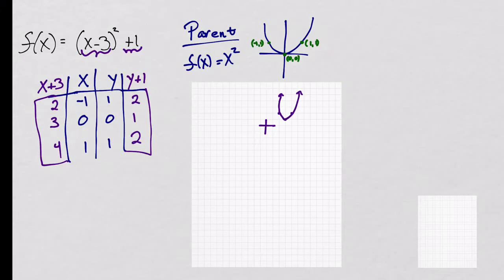So this would be the transformation. This right here is the transformation of this. We use the parent function x squared. And what we end up having to do is move it up 1 unit. So you can see that this is indeed moved up 1 unit. And then we had to move it, let's see, -3. So we're going in the opposite direction. We had to move in the positive direction 3 units. And then it's the same graph.